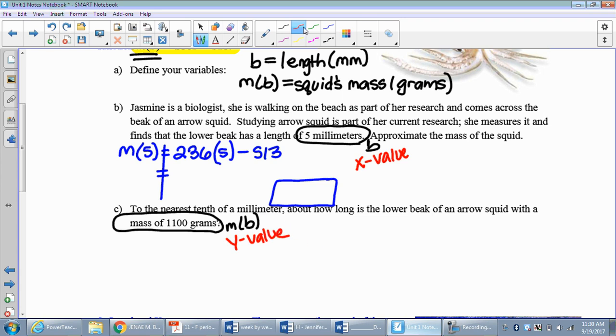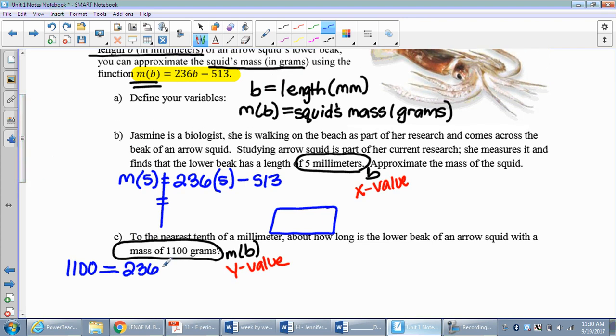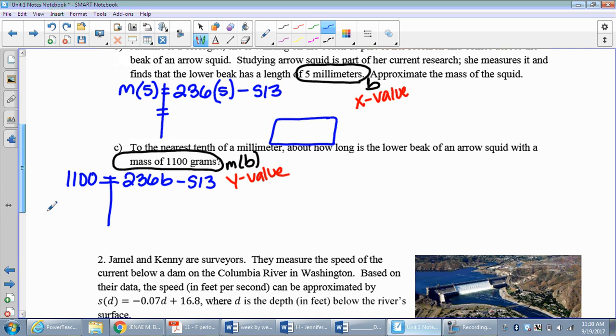Since this is a Y value, I'm setting the entire equation equal to it. 1100 equals 236B minus 513, and now I need to solve for B. And again, I'm going to leave that for you to work on. When you're done, make sure you box your final answer.